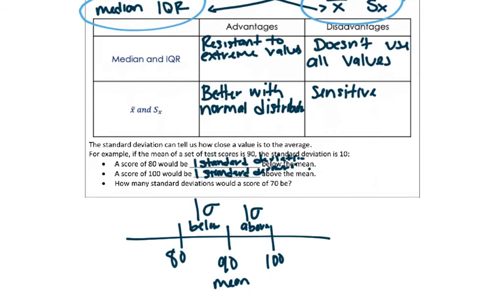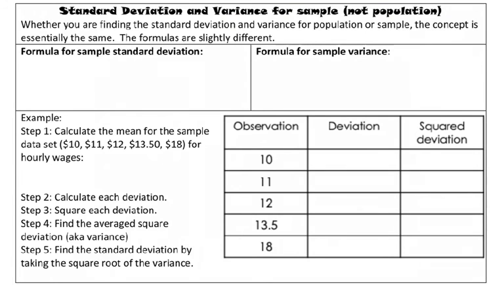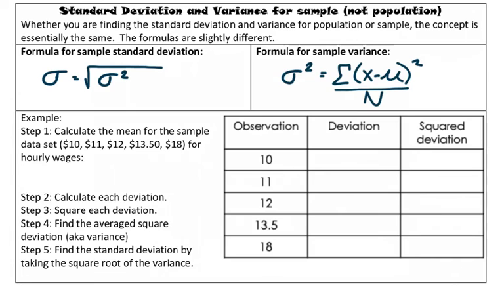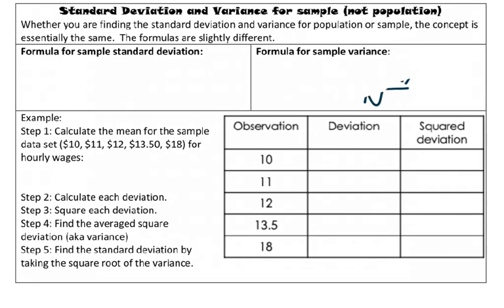So, how many standard deviations would a score of 70 be? So if you went down one more, it would be 2 below. And you're going by tens. Alright, so we're going to learn more later on calculating standard deviation from a mean and stuff like that. So this is just going to be basic stuff. Alright, so whether you're finding the standard deviation for a population or sample, the concept is essentially the same. Okay, so what I did is I wrote down for a population. So now let's look at what it looks like for a sample.